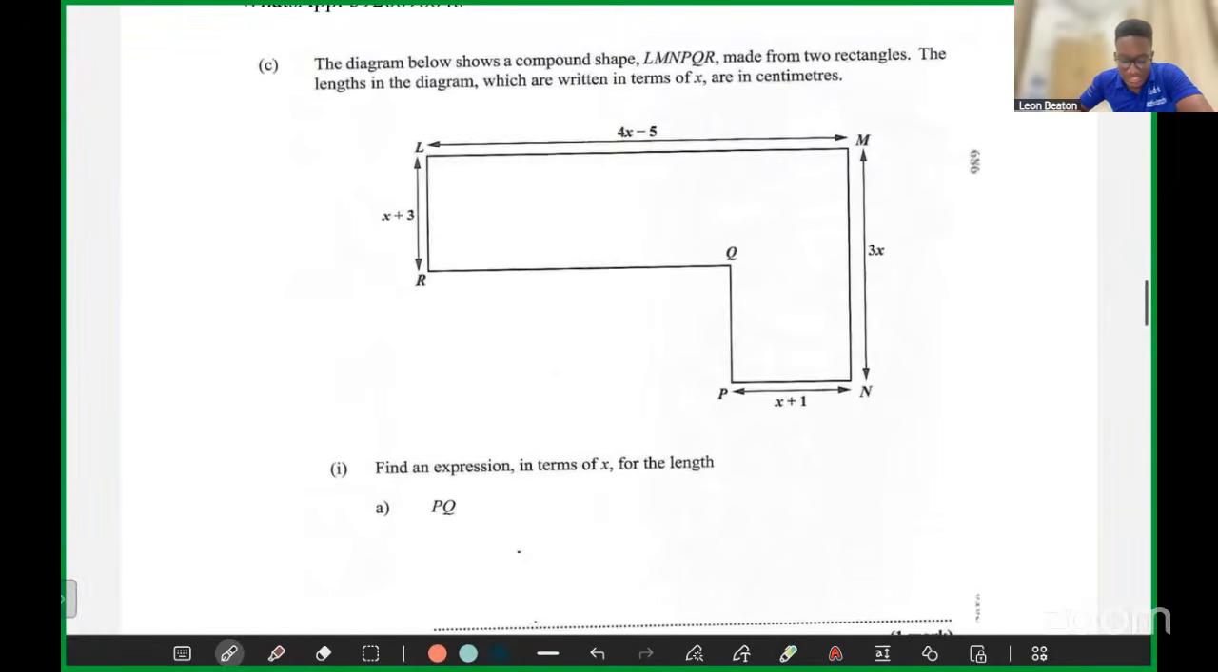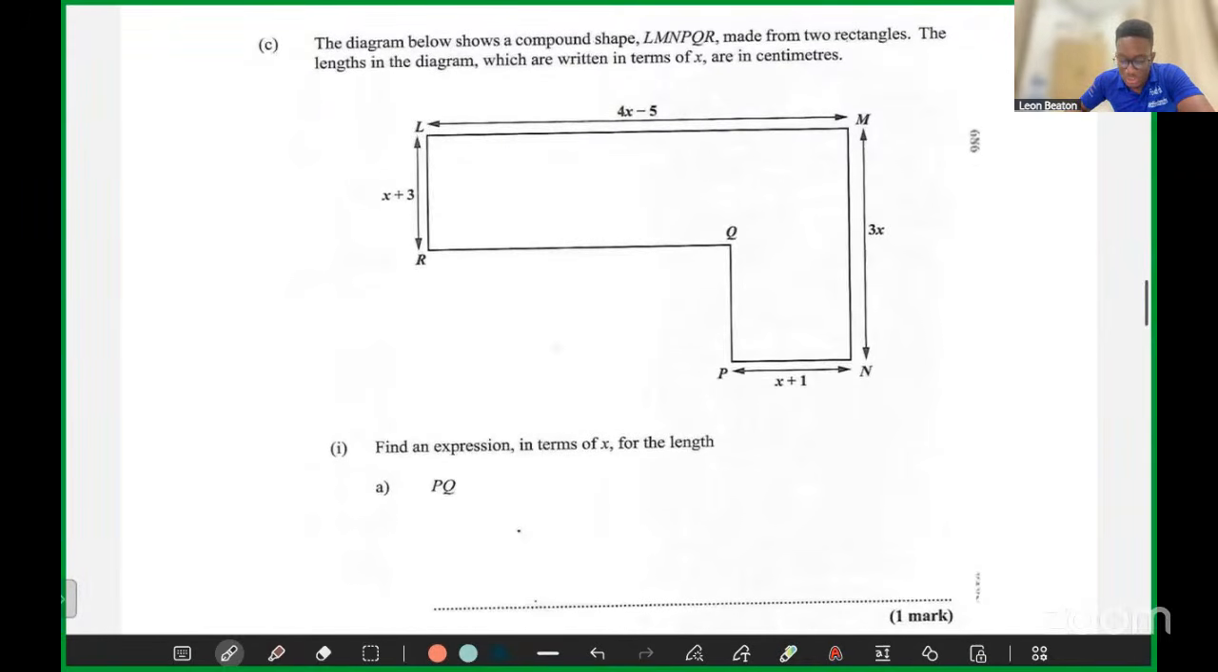So this one says the diagram below shows a compound shape LMNPQR made from two rectangles. The lengths in the diagram, which are written in terms of x, are in centimeters. Find an expression in terms of x for the length PQ. PQ is right here.